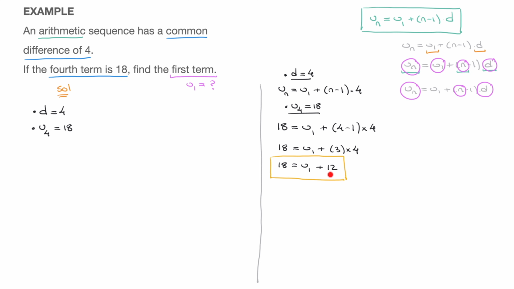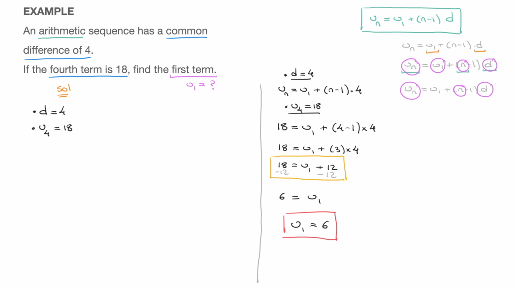And for that, we're going to get rid of this 12 that's being added to the right-hand side, which we do by subtracting 12 from both sides of this equation. And so we get 18 minus 12 on the left-hand side, which of course is 6, and that's equal to the first term u sub 1 plus 12 minus 12. And since 12 minus 12 is 0, we're just left with the first term u sub 1. And so we can state that 6 is equal to the first term, or even better, the first term is equal to 6. And we're done. We've just found this sequence's first term.